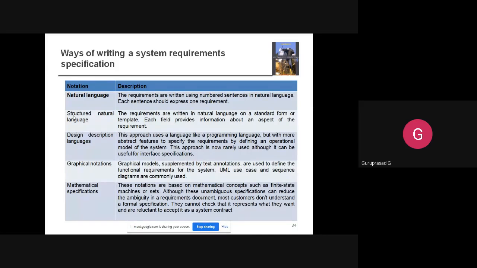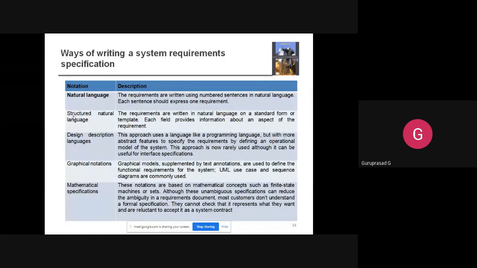Okay, so these are the different ways of writing the system requirements. One method is natural language. The second method is called structured natural language. The third one is design description languages. The fourth one is graphical notations. The next one is mathematical specifications. So each one has its own advantages and its own disadvantages. So please remember this discussion: what are the different ways of writing the system requirements.